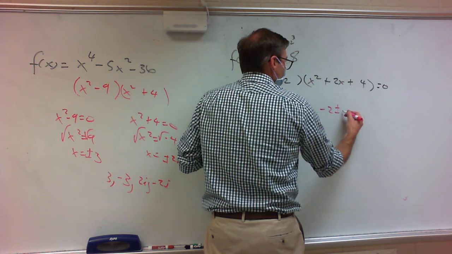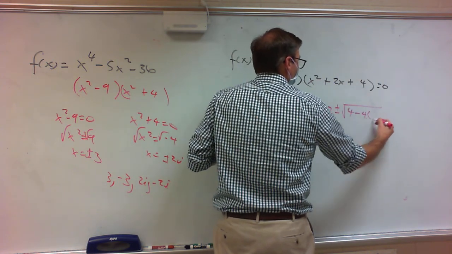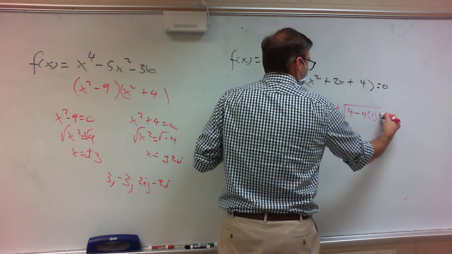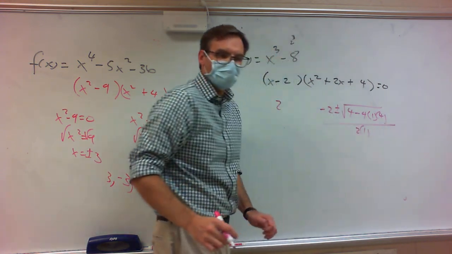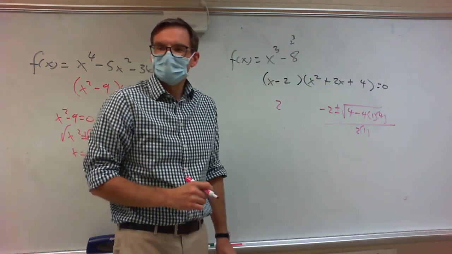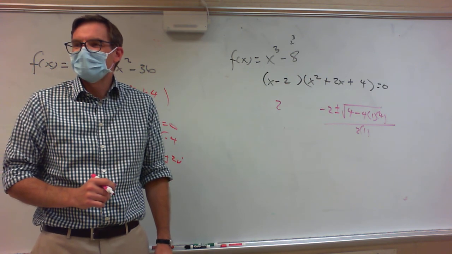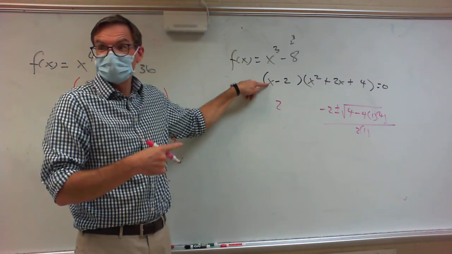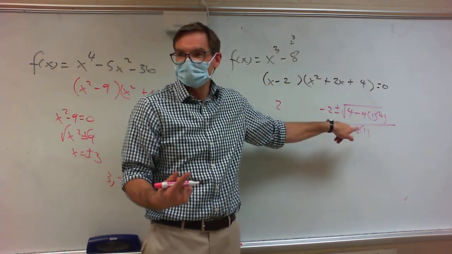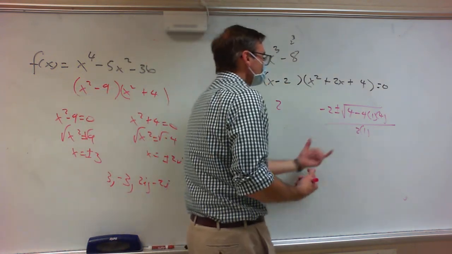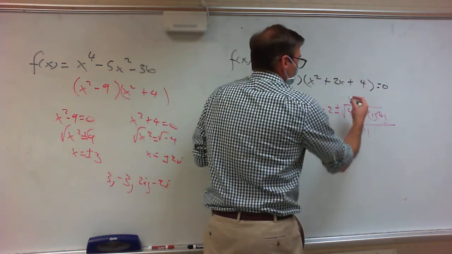Negative b plus or minus the square root of b squared minus 4ac, 4 times 1 times 4, all over 2 times 1. If you ask us to factor the difference of cubes completely, that would be the answer, right? If I said factor it completely, that's the answer. But if I say find the zeros, then you have to come up with these numbers.